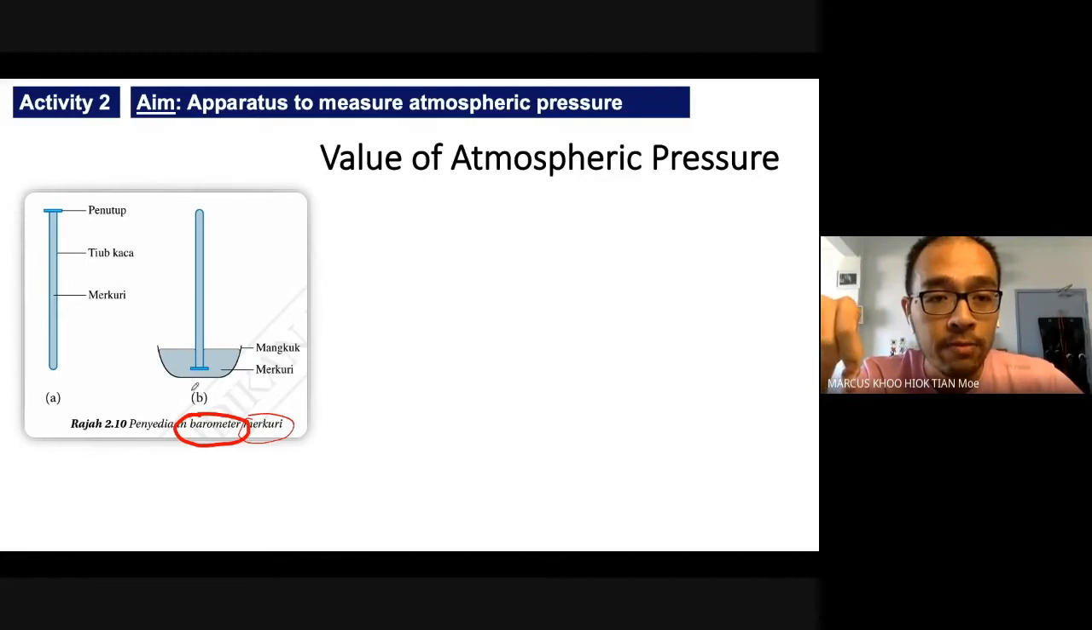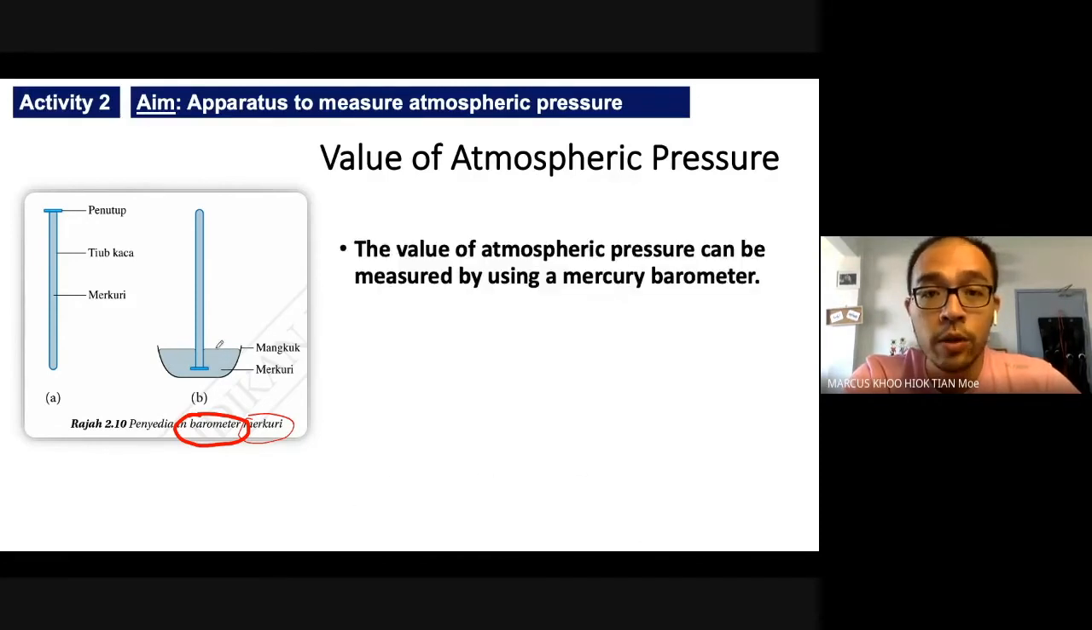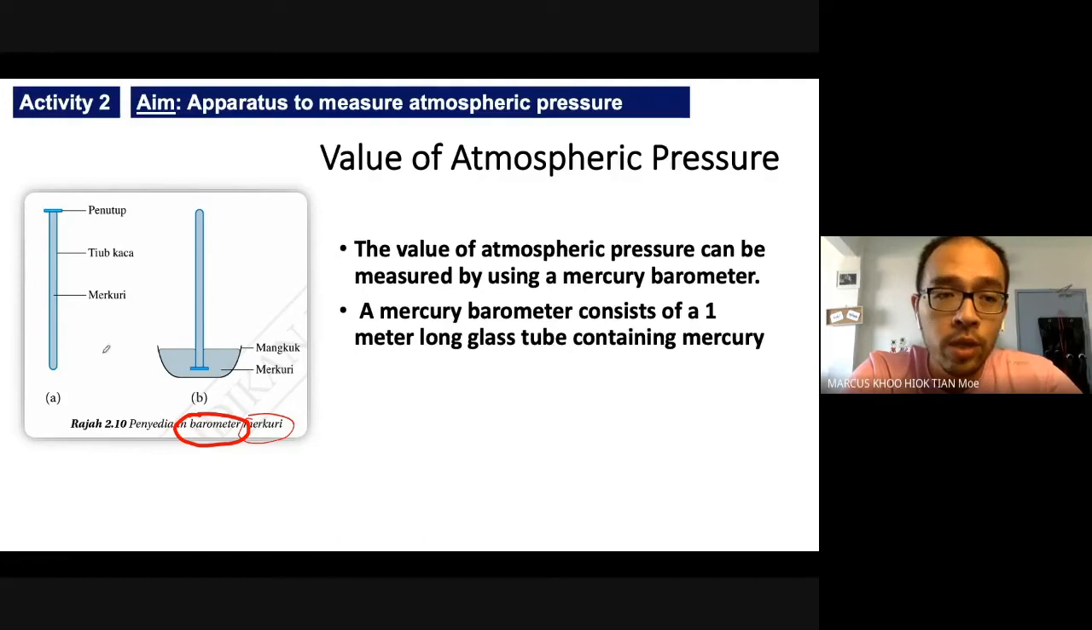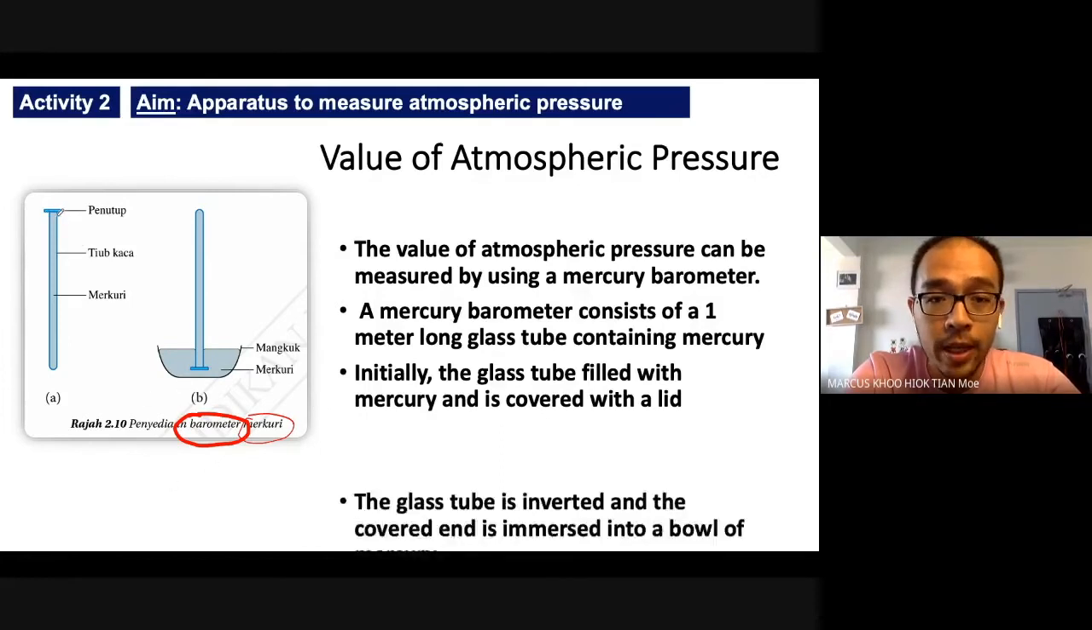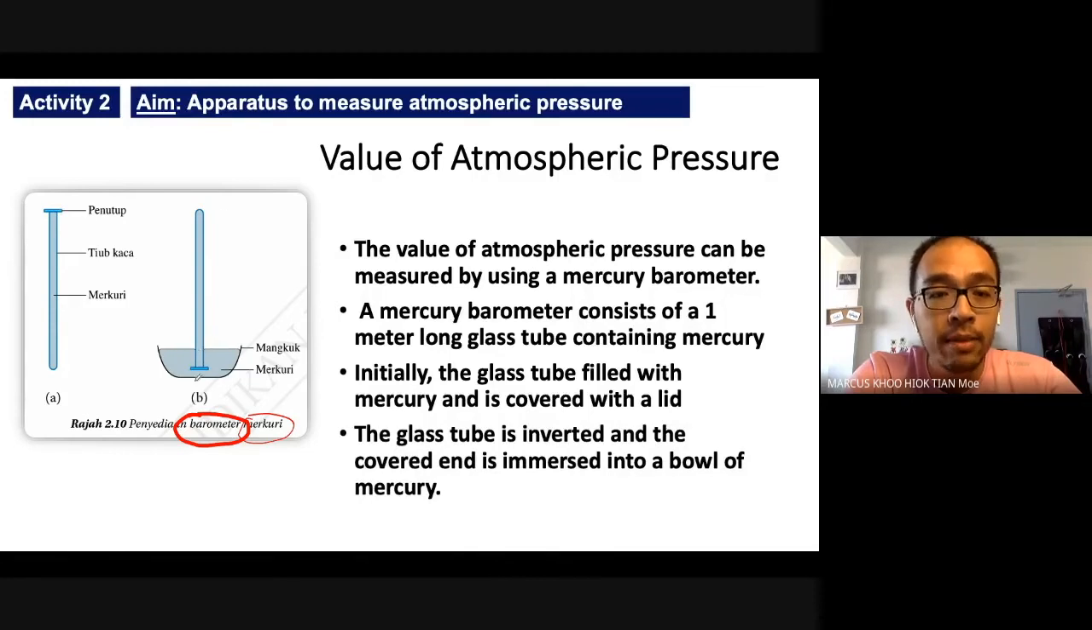So we fill this glass tube with mercury, and then we make sure that there's no air on top, then we close it. After that, we invert it inside another bowl which also has mercury in it. So we can measure the value of atmospheric pressure using this mercury barometer. We usually make it about 1 meter long, and I will explain why later. Initially the glass tube is filled with mercury and covered with a lid, and then we invert it and put it into a bowl that is also full of mercury.